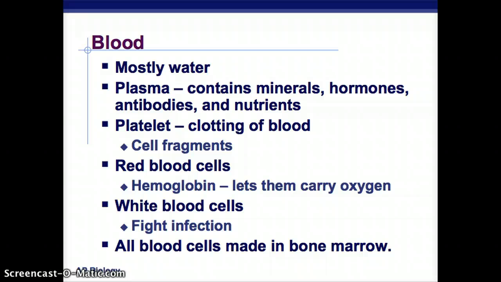Alright, finally, what is blood made of? It's mostly water, and it's also got plasma in it, which contains minerals, hormones, antibodies, nutrients. There's also platelets, which help with the clotting of blood. They're just cell fragments. And then red blood cells, they have a lot of hemoglobin, and the hemoglobin is what allows them to carry oxygen. And then white blood cells help fight infections. All blood cells are made in bone marrow. That's a fun fact you need to know for the AP test.